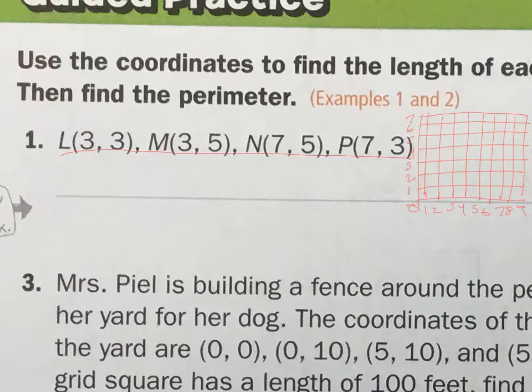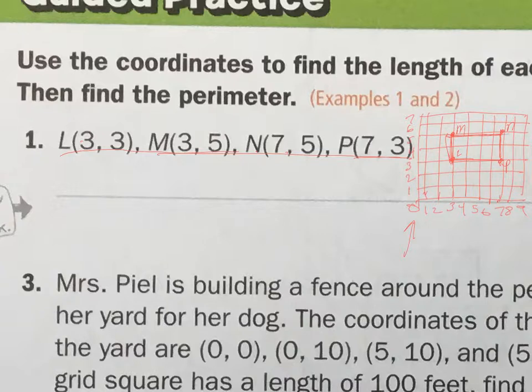So I drew my grid over here, and the first one is 3, 3. So over 3, 1, 2, 3, and up 3, 1, 2, 3. That's 3, 3, so that's L. Now I have M is 3, 5. 1, 2, 3. And up to 5, it's right here. That's M. And then N is 7, over to 7, up 5. That's right here, that's N. And P is 7, 3, over to 7, 3. That's P.